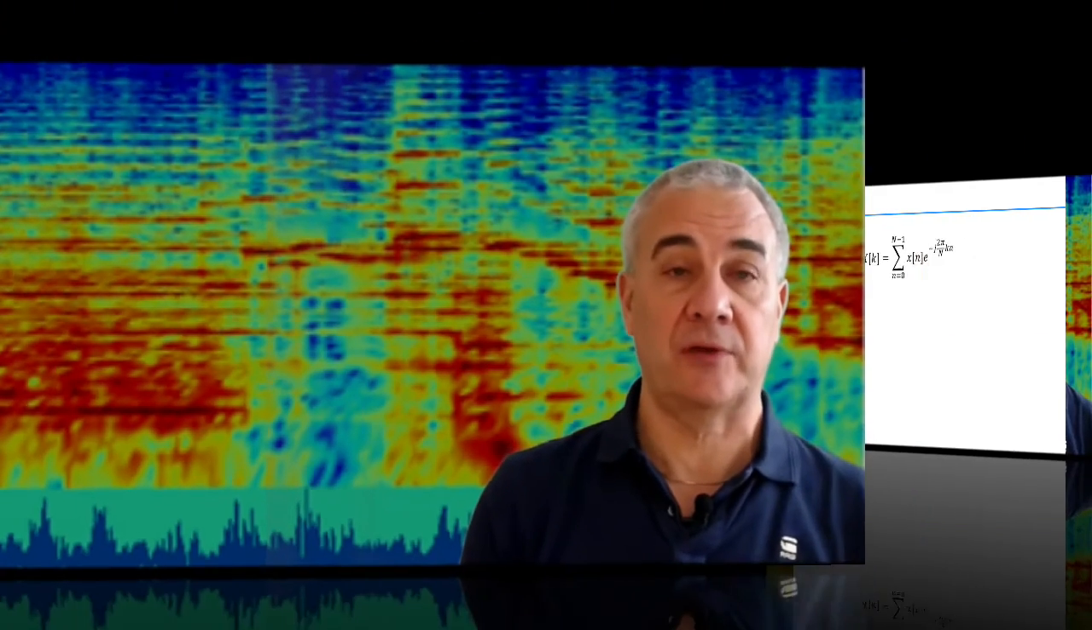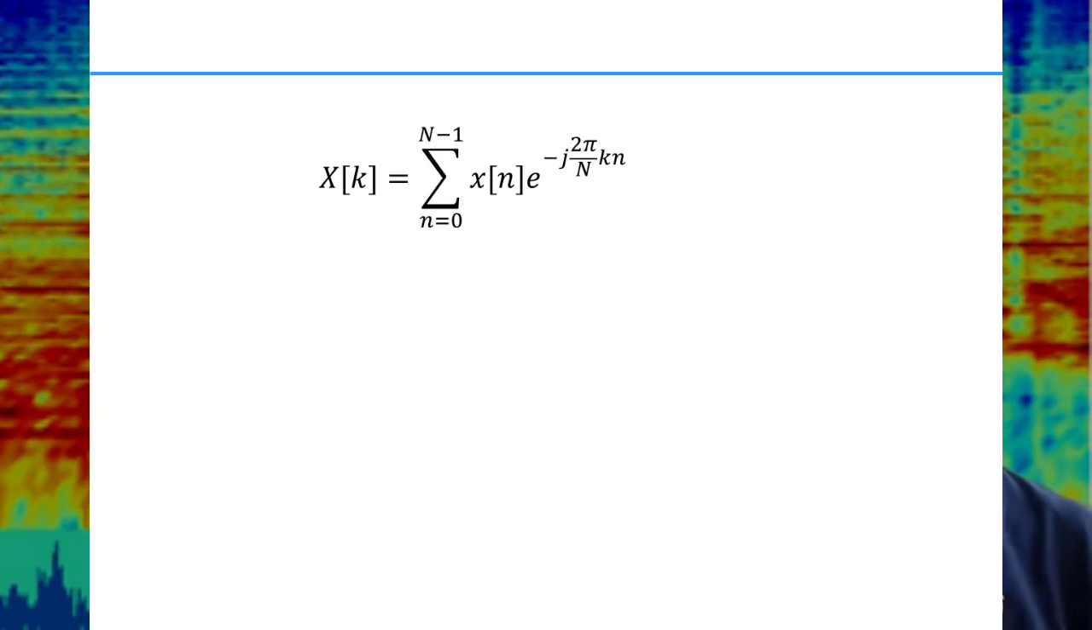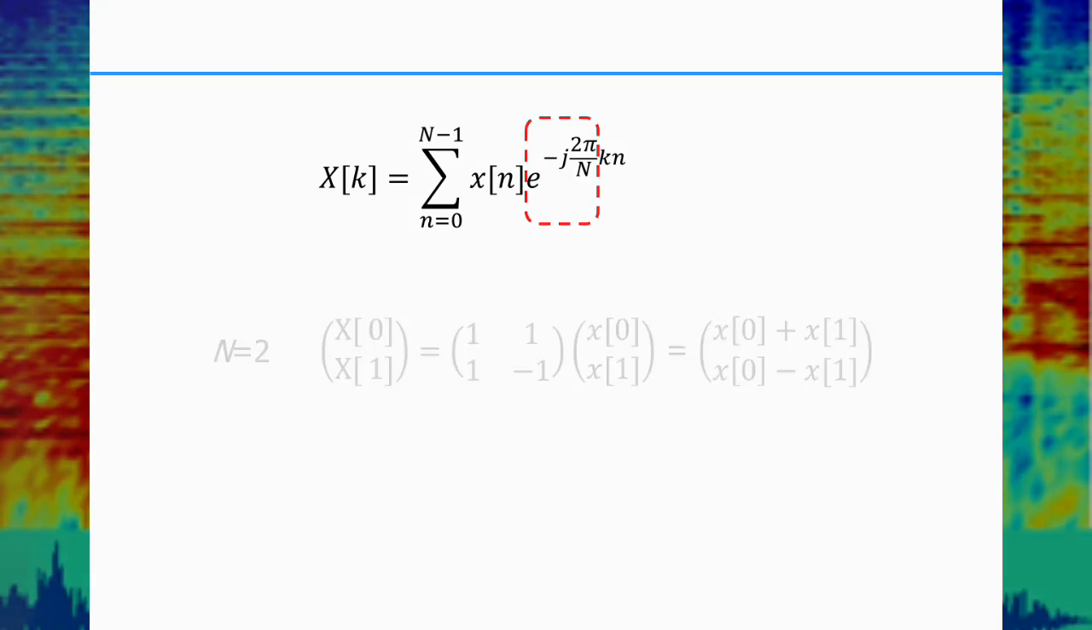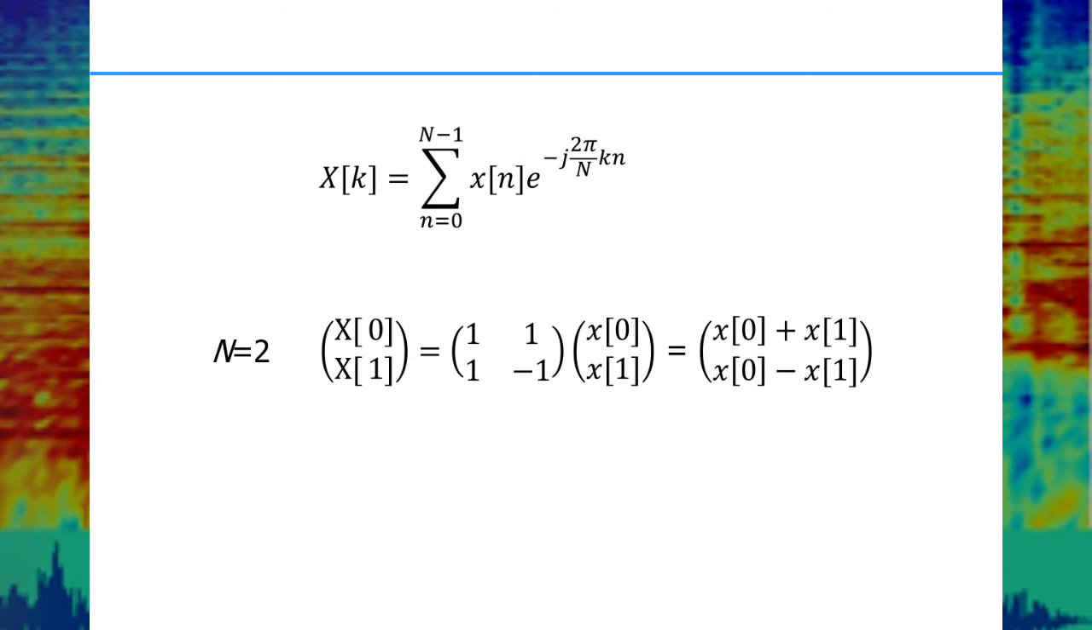The DFT can be implemented efficiently as FFT because of the special structure of the DFT equations or DFT matrix. Remember, the factors by which the signal samples are multiplied in the DFT equations are all powers of e to the power minus j 2 pi over N for varying k and n. For N is 2, we obtain this matrix, showing that the two DFT coefficients are just the sum and difference of the two signal samples x0 and x1.